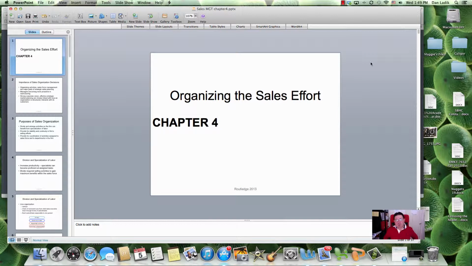Welcome to chapter 4, Organizing the Sales Effort. And just a quick heads up, this is not an easy chapter. It seems very straightforward, but as you can see, there's going to be 37 PowerPoints here. And this is one of the harder tasks for a sales manager to have to deal with.